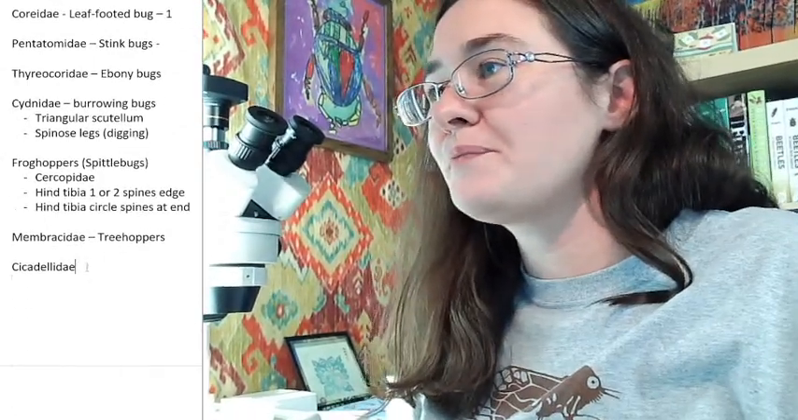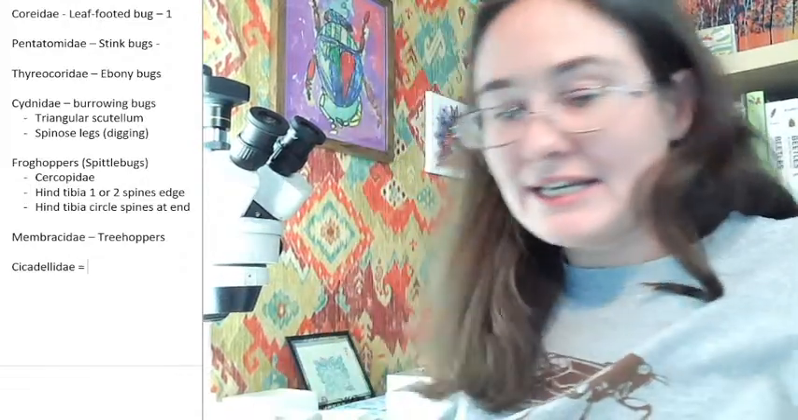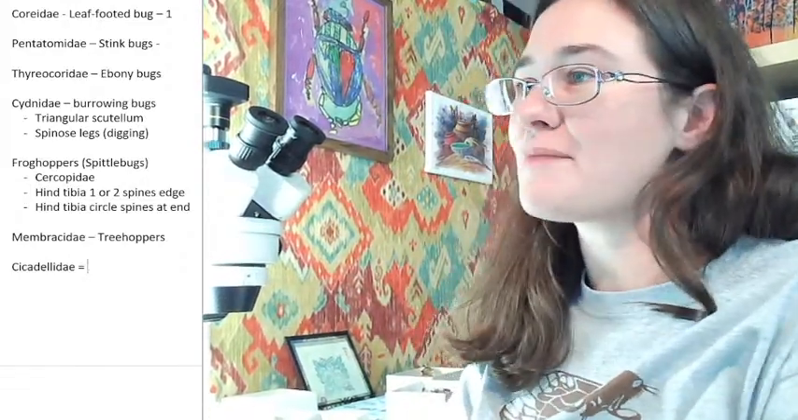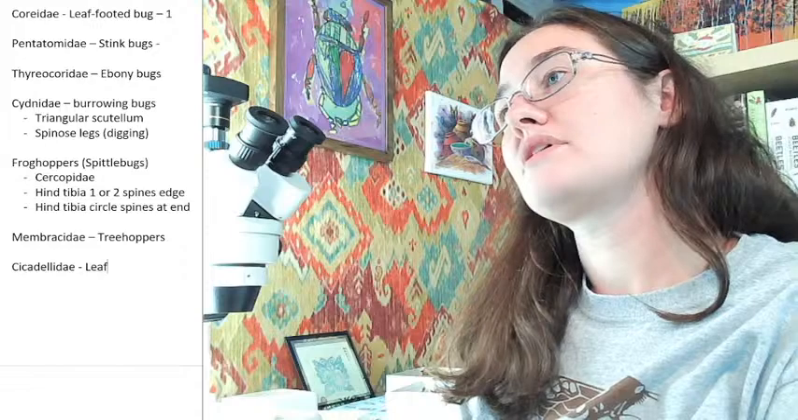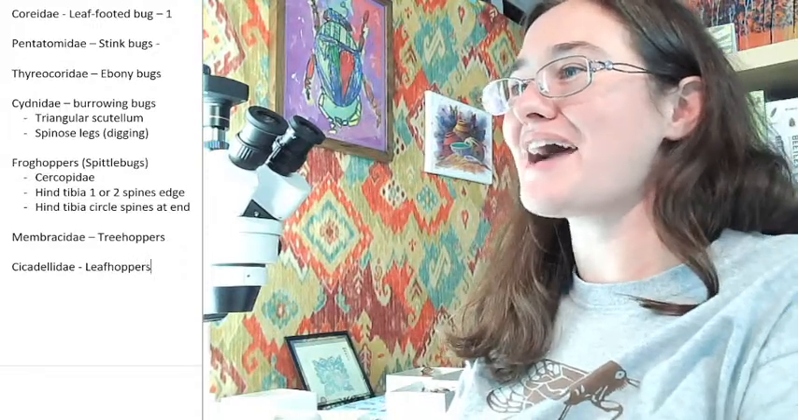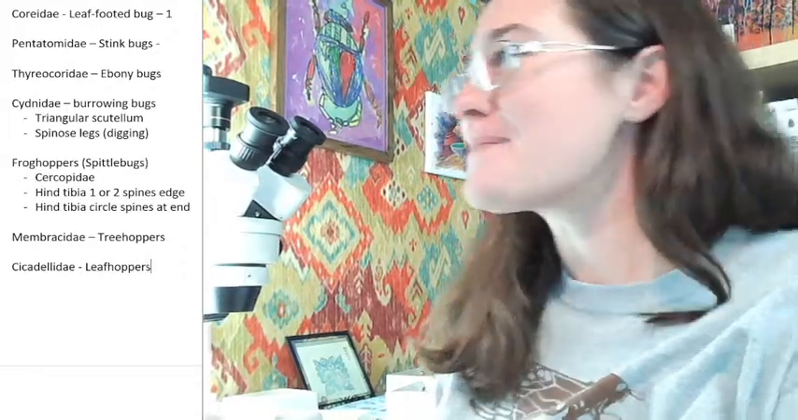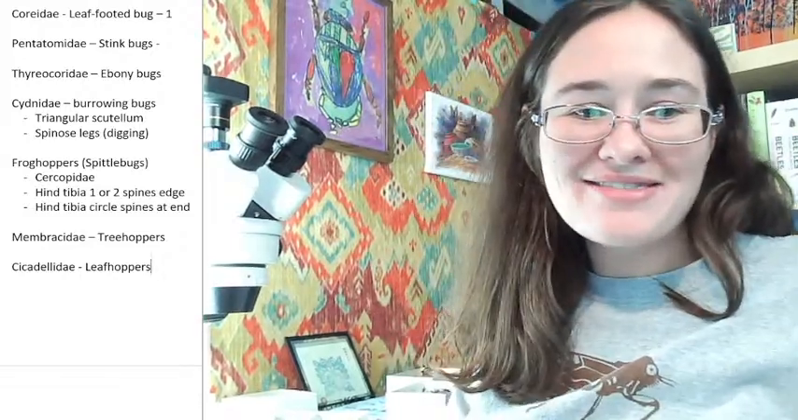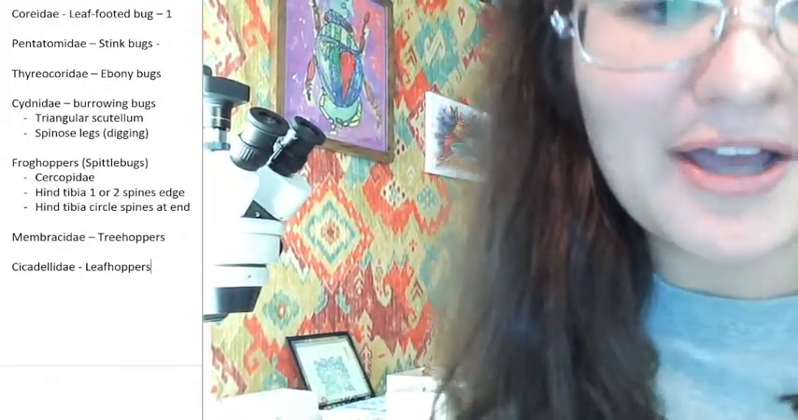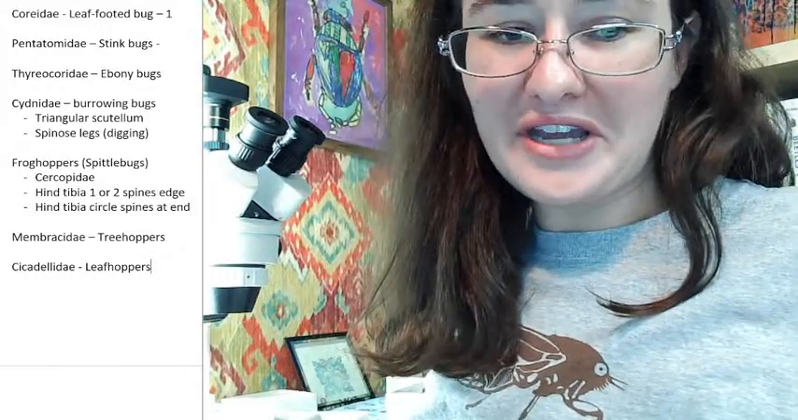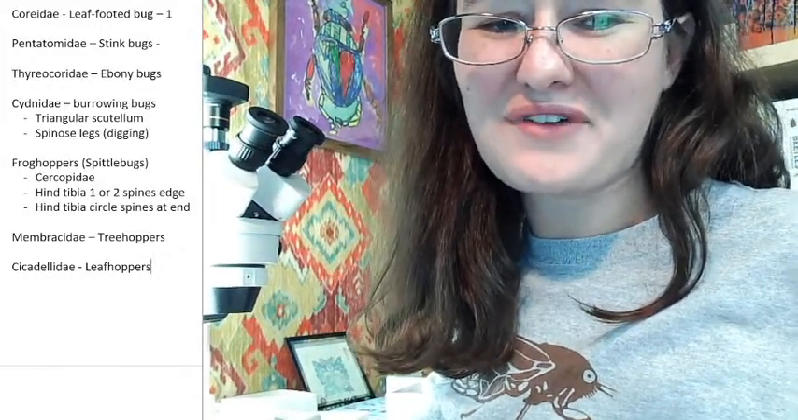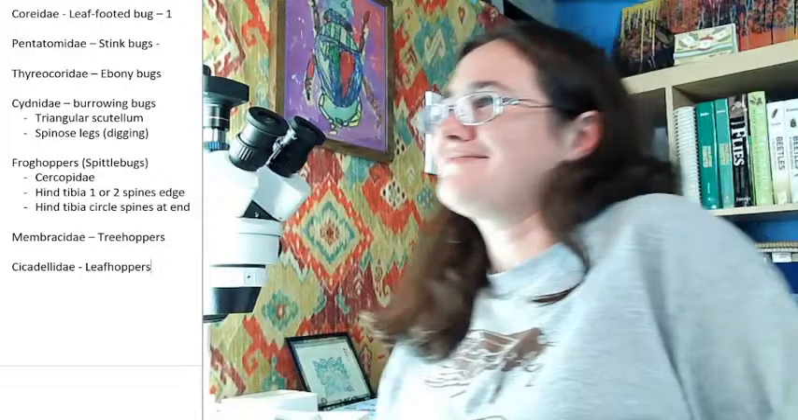Giving us a little bit of room. Cicadellidae. These are the leaf hoppers. See, I told you we only had hoppers left. We had frog hoppers and tree hoppers and leaf hoppers. And then we'll also do the fulgoroids. But I don't know if they have a... They're just hoppers.